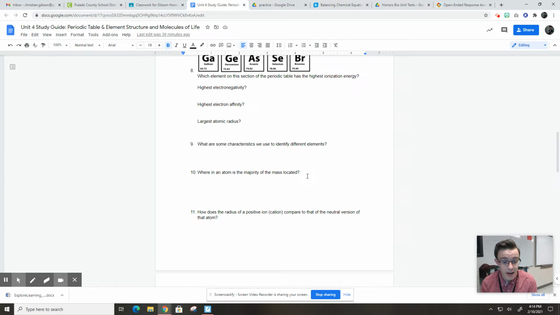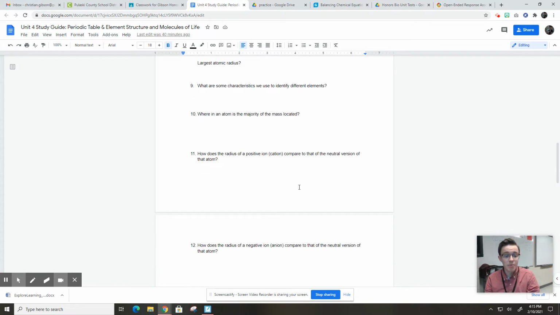Number 10, where in an atom is the majority of the mass located? Well, the majority of the mass is located in the nucleus. Protons and neutrons, while very small particles, weigh way more than electrons do. Electrons weigh 1 out of 1,840 the mass of a proton, where protons and neutrons relatively weigh the same. So the mass is mostly located in the nucleus because the electrons weigh next to nothing.